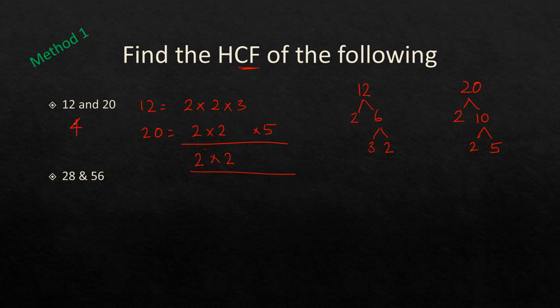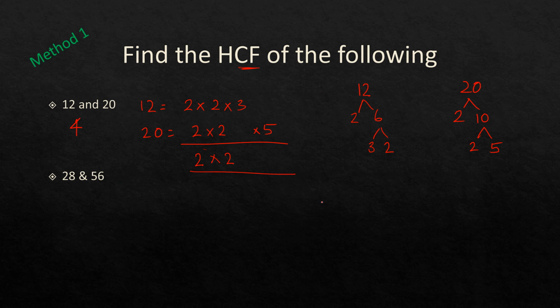4 times 3 is 12, and 4 times 5 is 20. So 4 is the highest common factor, because 2 is also a common factor of 12 and 20, but 4 is greater than 2. So it's the highest common factor.